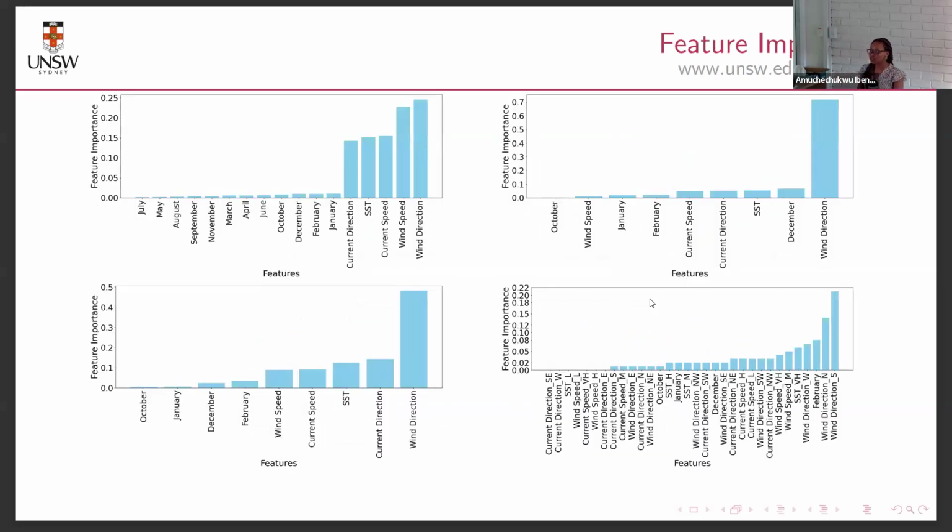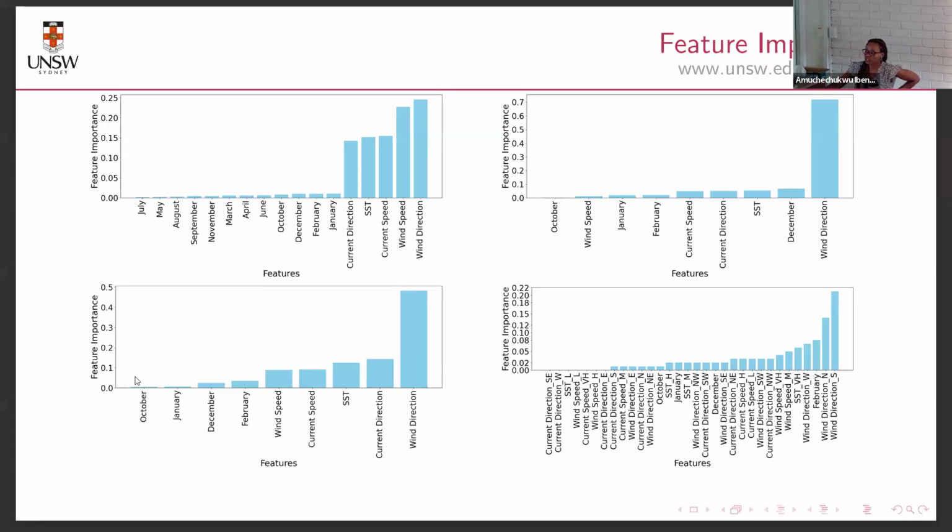Now, using random forest, we wanted to look at which factors contribute to driving this organism to the beaches. This was when we had the actual data set. It was showing that wind direction is a major factor. And then when we implemented SMOTE, it was still showing us that wind direction is a major factor.